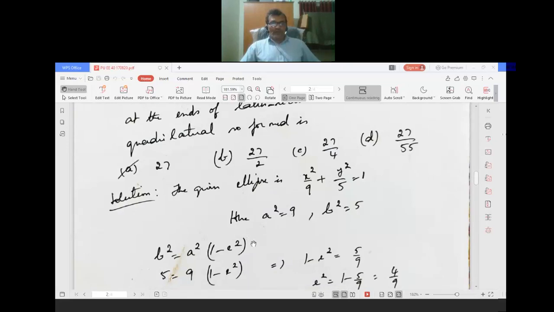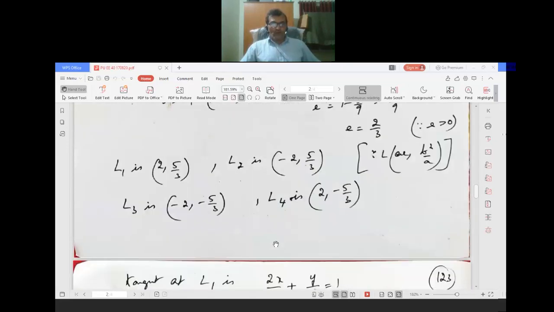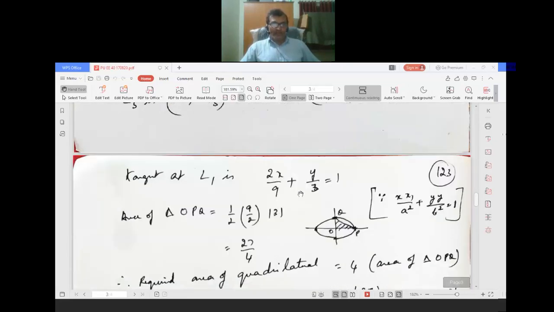So totally it will be 27 by 4. I hope you understand. See, this is the line. This is the line.